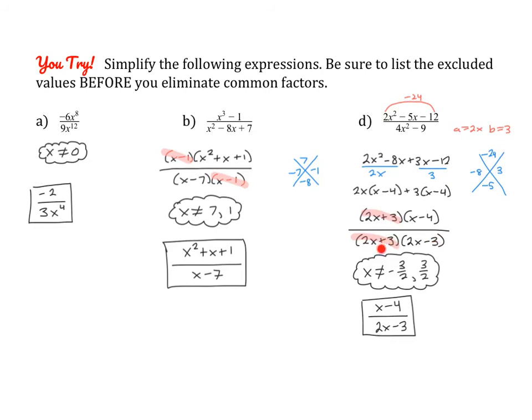So this tells us that x cannot equal -3/2 or +3/2. Those are our excluded values. And then you can cancel out the common factors, leaving you with x minus 4 over 2x minus 3. So I know it's a little bit of work to get everything factored, but it's really important, again, that you always factor first because it will help you list your restrictions, and then it will also help you to simplify.